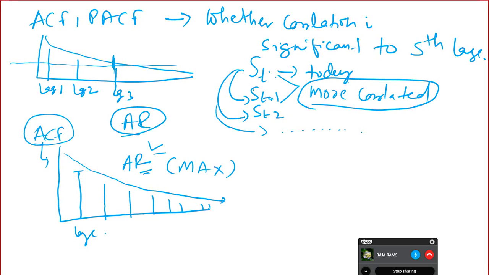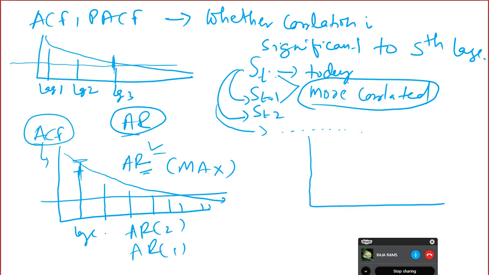Now how do we know the lags of the autocorrelation function? For that you have to find out the PACF. In fact, from the ACF itself you can find out the lags. Just look at till what extent you have significant values. If the first two lags are significant, then it's an AR2 model. If the first lag is significant, the second one is not, then it's an AR1 model. So that's how you determine whether it's AR1 or AR2.